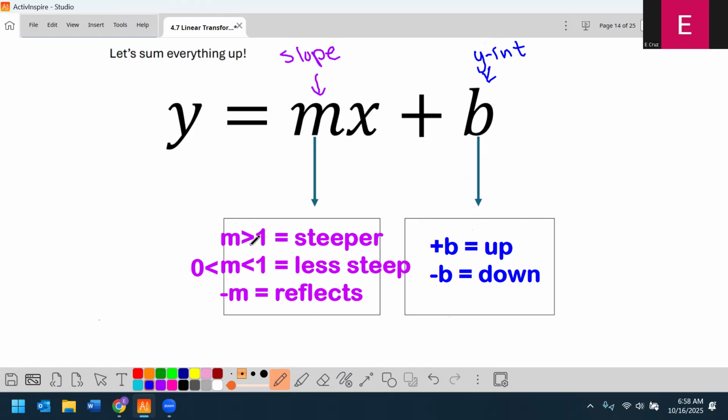For the slope, if it's a number greater than 1, like 2, 3, 4, 5, 10, 1,000, it's going to make your graph steeper. If it's a number that's less than 1, but greater than 0, meaning no negatives, it becomes less steep. Remember, the negative, what it does is it reflects it. So you could actually have a graph that's reflected, but also steeper. Okay, so greater than 1, steeper. Less than 1 with no negatives, less steep. And then if there is a negative, it's going to reflect it on top of whatever the number does to it.